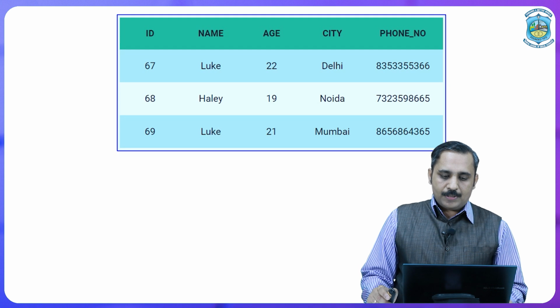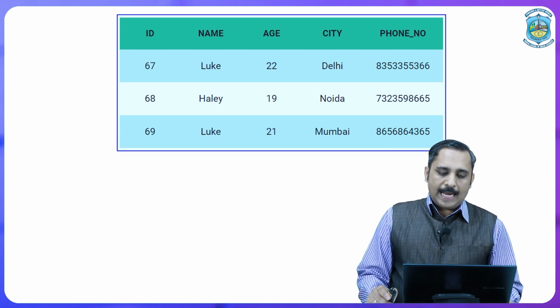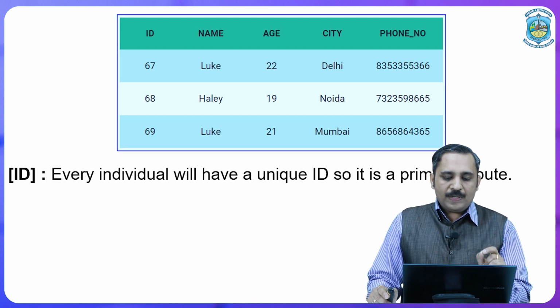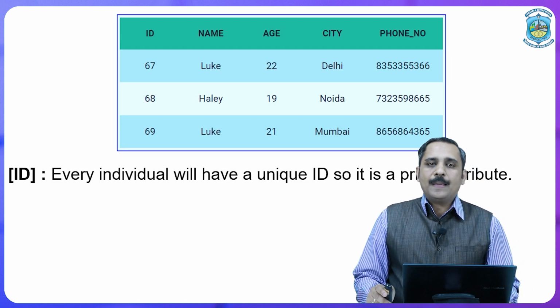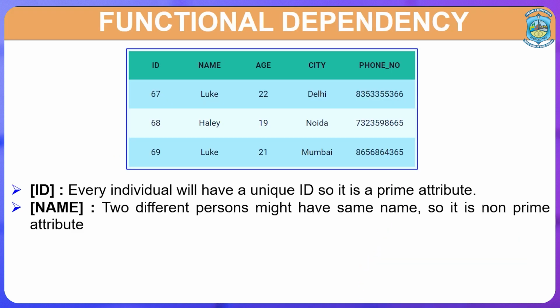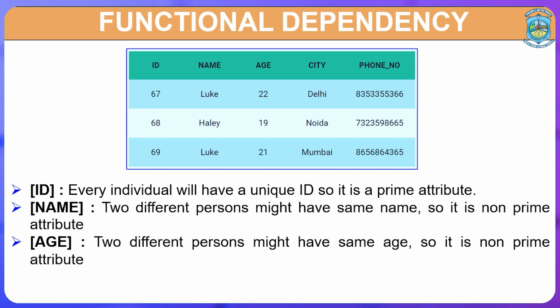We can take another example. This is a table having 5 columns: ID, name, age, city and phone number. Here each individual will have a unique ID. So this ID field is the primary key or prime attribute of this relation. In the name field, two persons can have the same name, but a name is bound to a particular ID. This Luke is bound to ID 67, and another person having the same name has a different ID. So this is a non-prime attribute. Similarly, two persons might have the same age, so it is also a non-prime attribute.